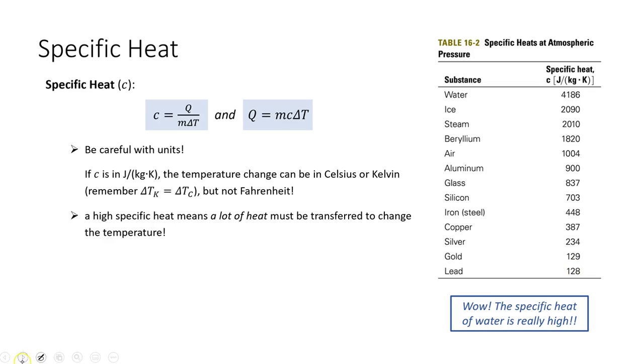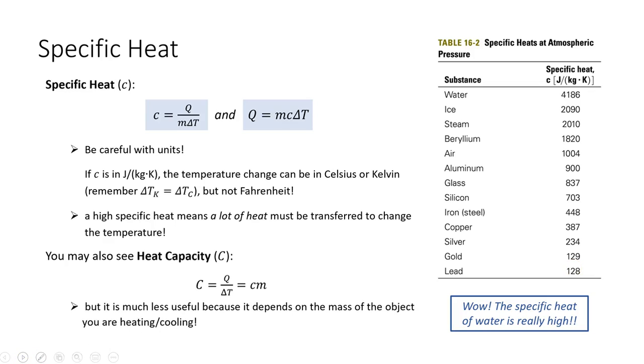Okay, and then something else you'll probably hear when talking about the amount of heat required to change the temperature of an object is something called heat capacity. Heat capacity, which is given the symbol capital C, is defined to be the total amount of heat required to change the temperature of an object that has mass m. And so looking at the definition, C is equal to Q over delta T, you can see that really capital C, heat capacity, is just equal to the specific heat multiplied by the mass of your object.